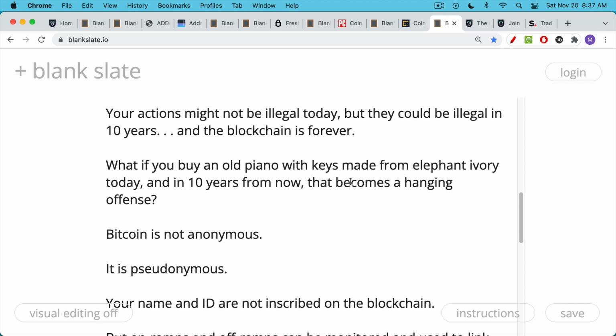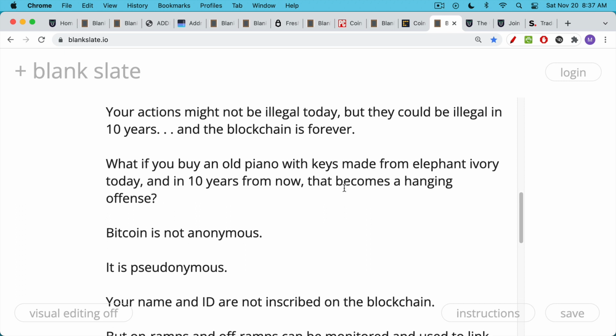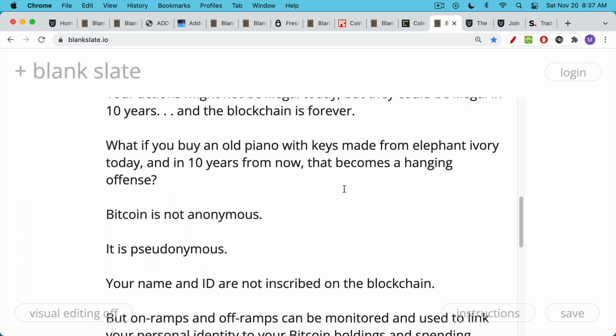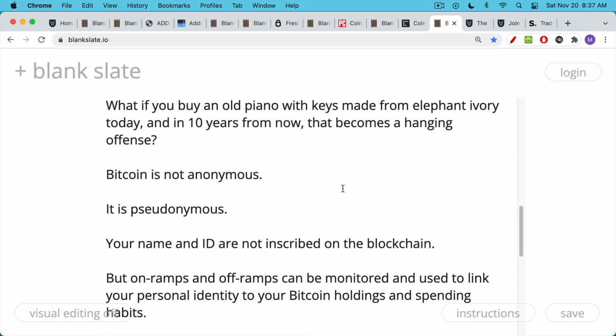This is a myth. It is pseudonymous, so you don't put your name on there. There are no accounts on Bitcoin. They're just addresses and UTXOs. Your name and ID and birth date and the picture of your face are not inscribed on the Bitcoin blockchain. But what happens, as we've seen, is that transactions are monitored.